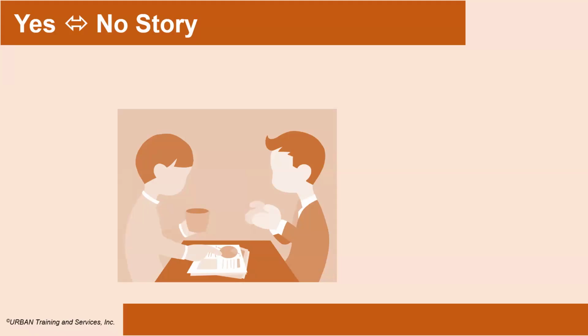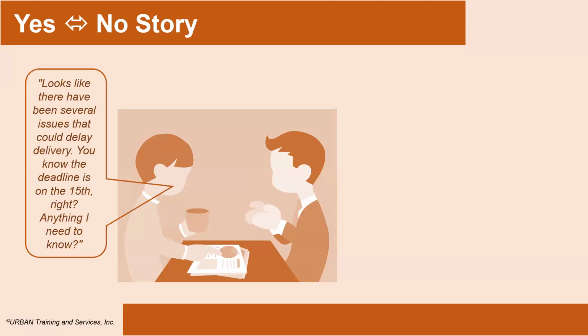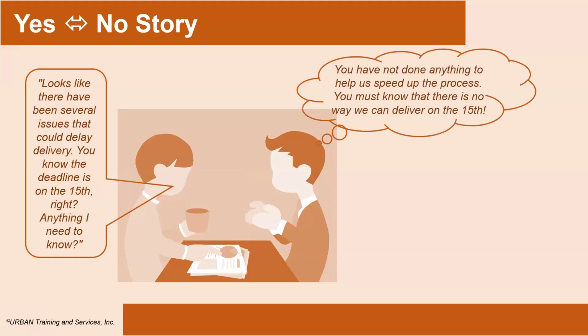Whenever we say yes, it doesn't necessarily mean yes or what the other person thinks, or I might say yes, you understand, no. So in this situation, if the person on the left says, looks like there have been several issues that could delay delivery. You know the deadline is on the 15th, right? Anything I need to know? And the person on the right thinks, well, you have not done anything to help us speed up the process. You must know that there's no way we can deliver on the 15th. Probably also thinking, what am I supposed to say?